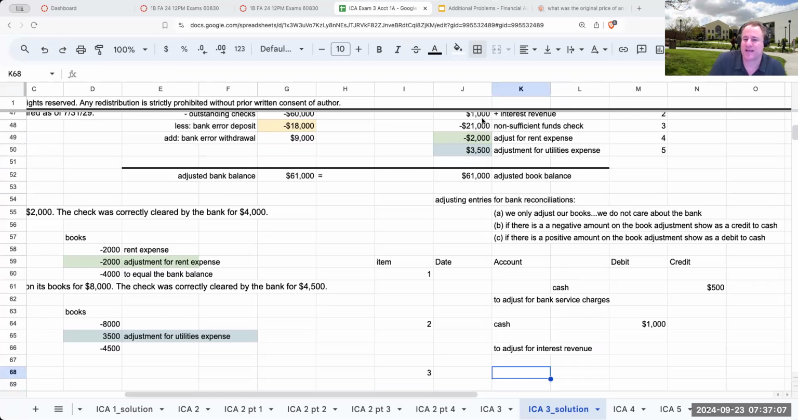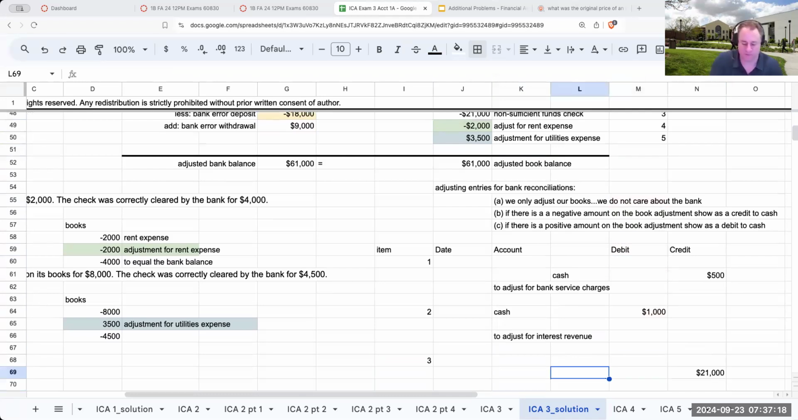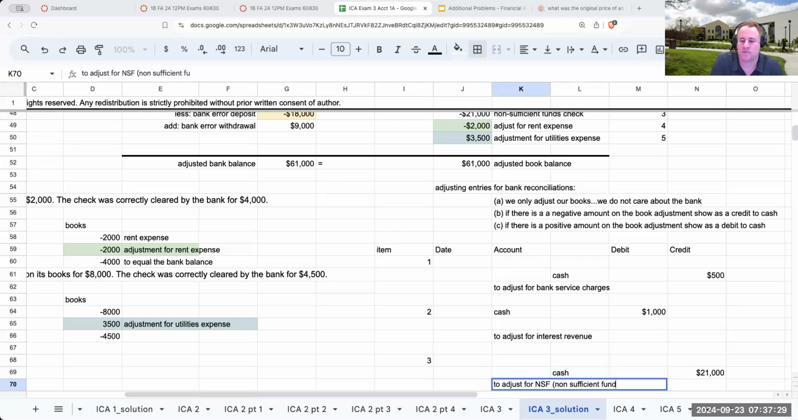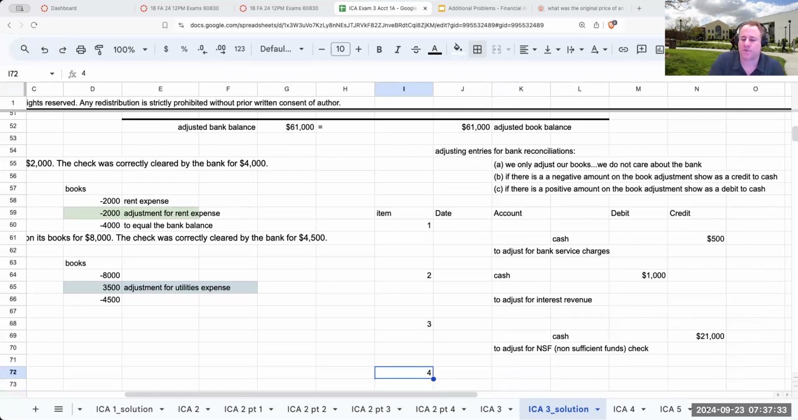Okay. So this is a negative amount. So over here, I'm going to go ahead and show this as a credit to cash because the amount is negative. So my cash, and I'm going to call this to adjust for NSF or non-sufficient funds check. Okay. Let's go to number 4.